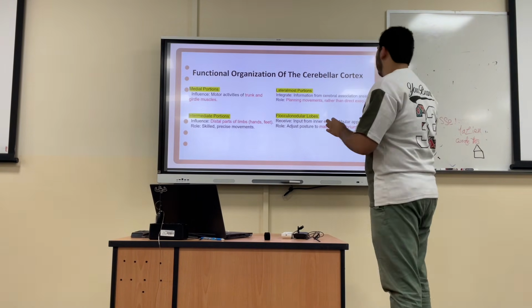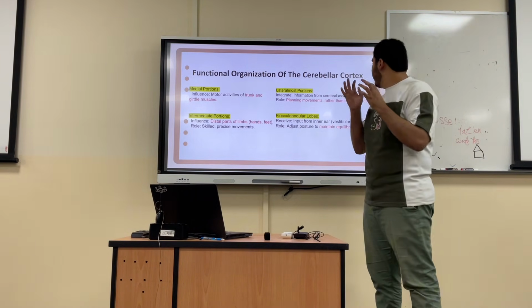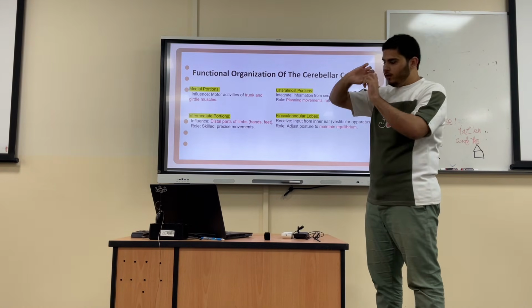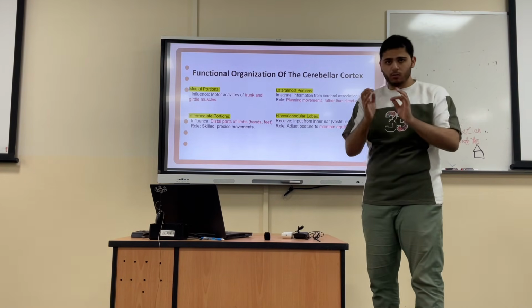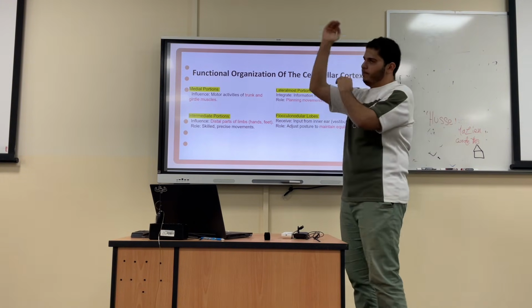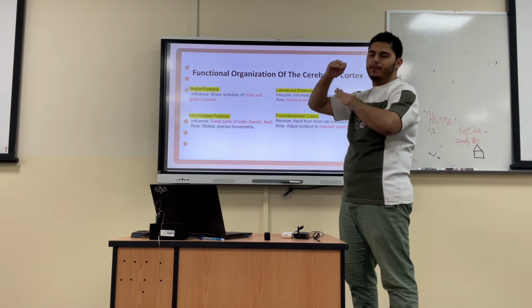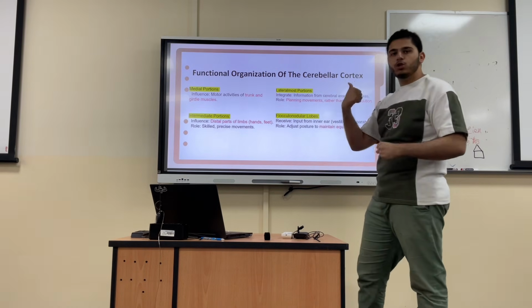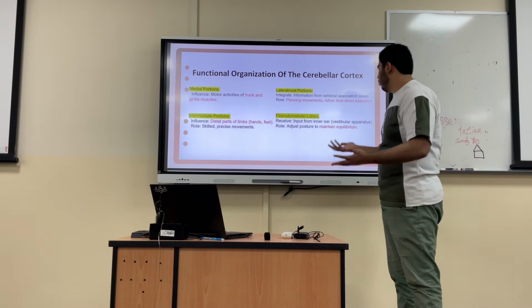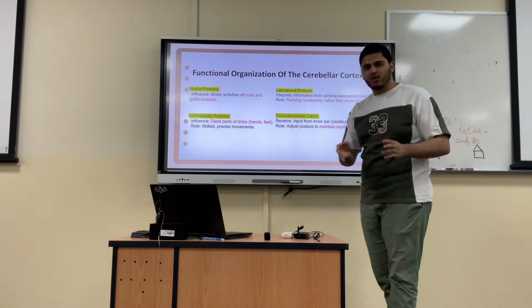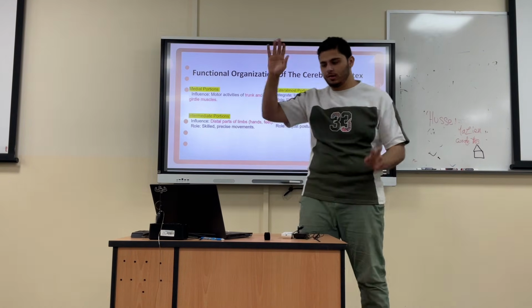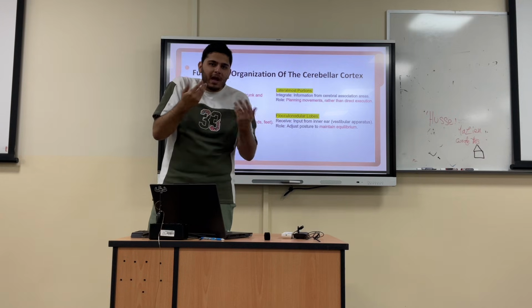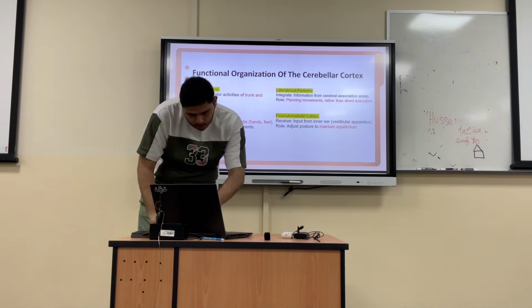The lateralmost portion receives information from the cerebral association areas. It works with the cerebrum, so the connection between them is mainly controlled by the lateralmost portion of the cerebellum, which is for planning movements rather than direct execution. Direct execution comes from the cerebral cortex, for sure. The lateral portion helps plan movements with the cerebral cortex. Now let's proceed.